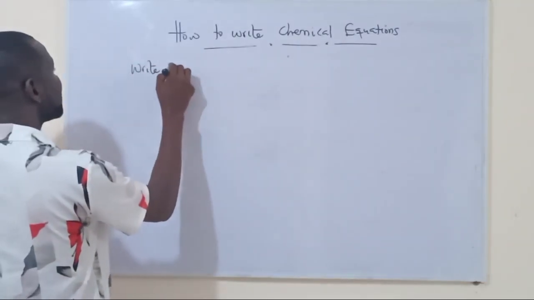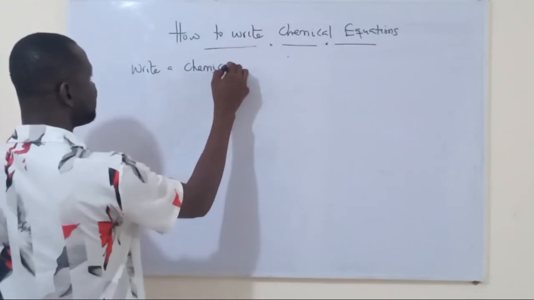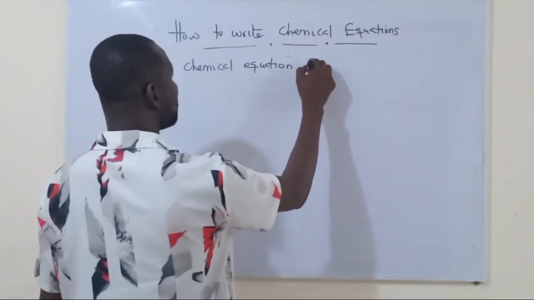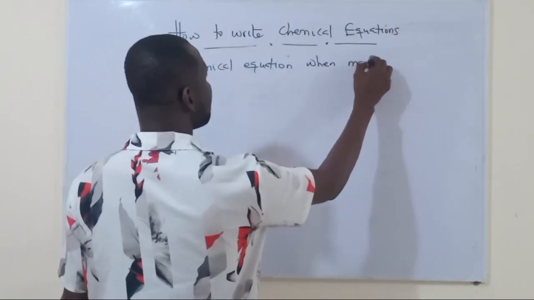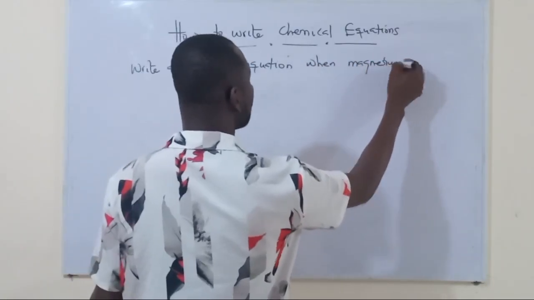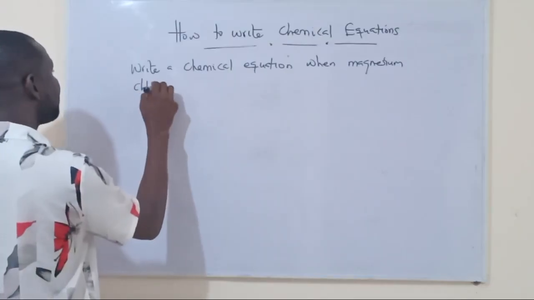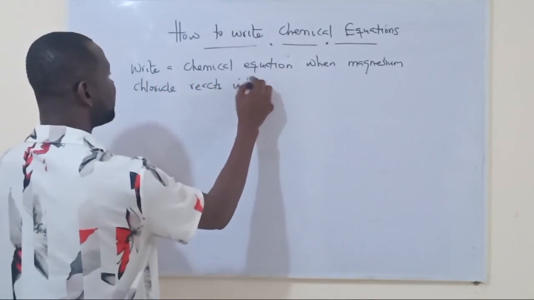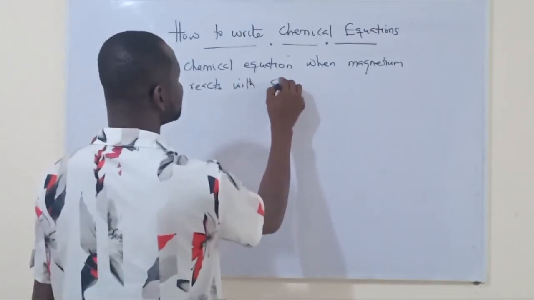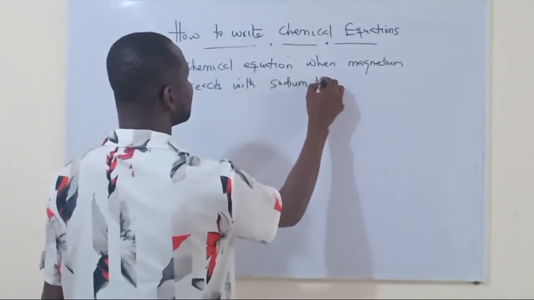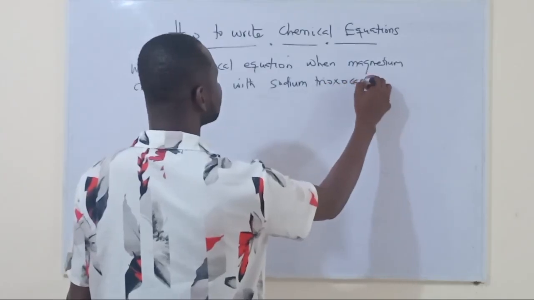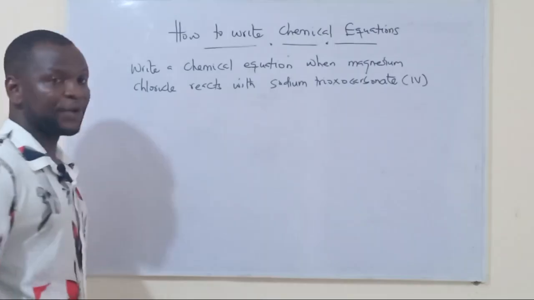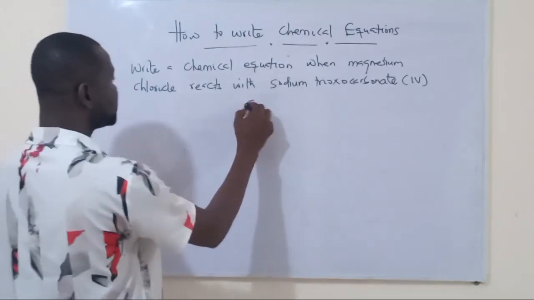Write a chemical equation when magnesium chloride reacts with sodium trioxocarbonate 4. How would we do that? Okay, so solution.